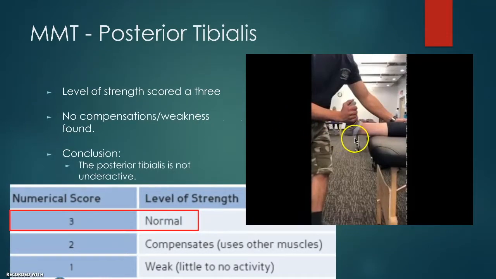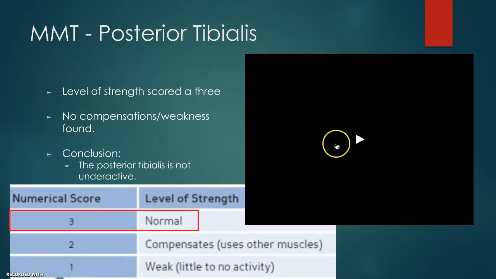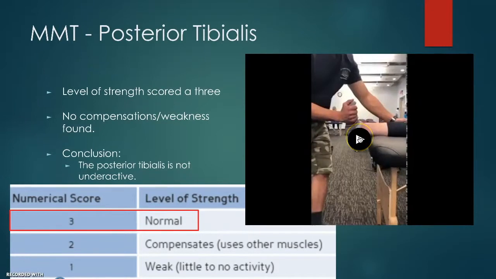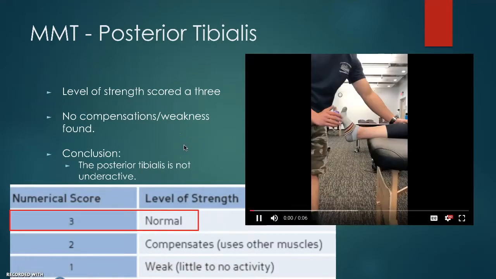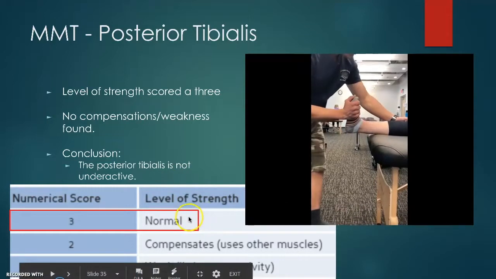As we can see in the video, the level of strength the client scored was a 3. No compensations or weaknesses were found, and the conclusion based upon this was that the posterior tibialis is not overactive, being that they scored a level of 3.